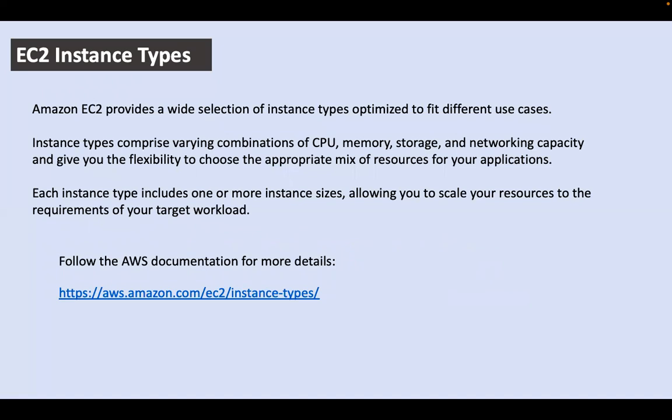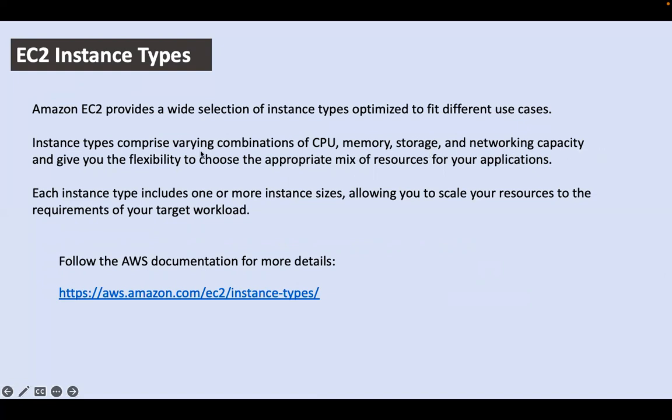Amazon EC2 provides a wide selection of instance types. I was already telling you about instance types, and I had also told you I'll give you more details about them. What are instance types? They are optimized to fit different use cases. The instance types comprise varying combinations of CPU, memory, storage, and network capacity.